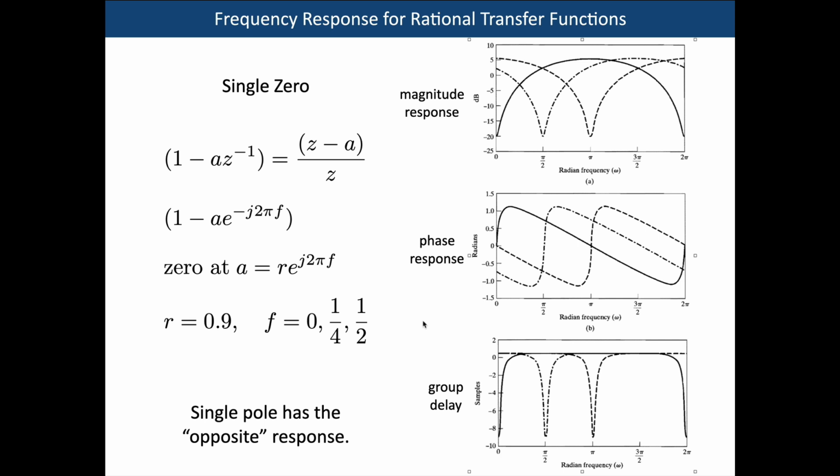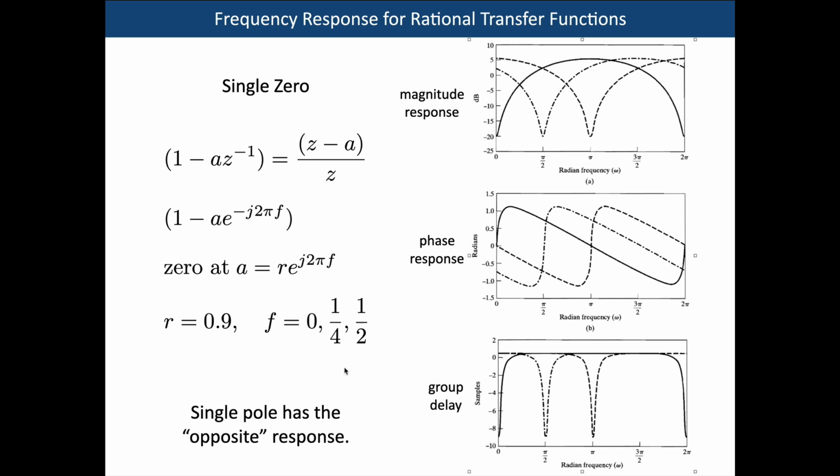Again, I want to remind you, what do the responses look like for poles? Remember, poles are going to just be the negatives of each of these. So for a pole, we would have a peak instead of a null in the magnitude response. The phase response is going to flip the other way around, and so the group delay, instead of being negative, would be positive for a pole inside the unit circle.